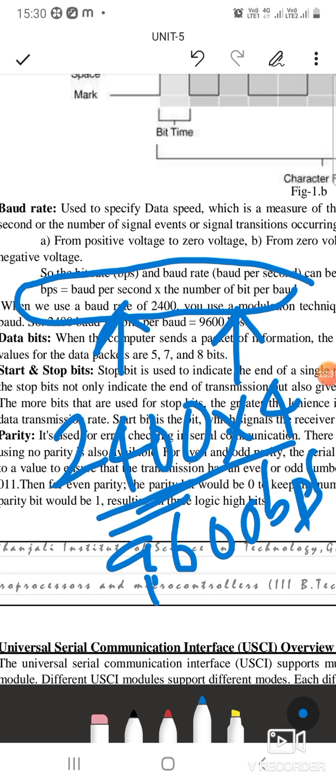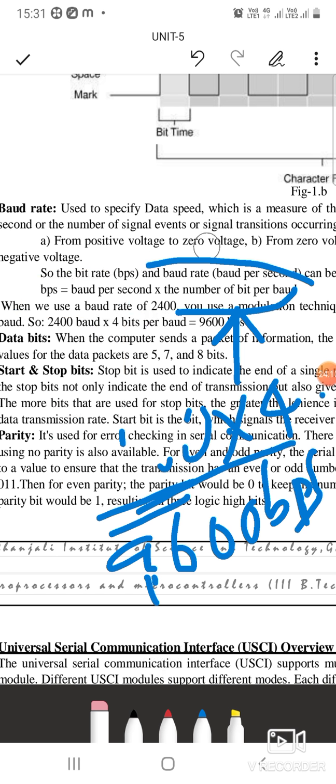So BPS is nothing but bit rate per second. The bit rate has a relation with the baud rate: bit rate per second is equal to baud rate per second times the number of bits per baud. Assuming that the baud rate is 2400 and the number of bits you are transmitting per baud is 4 bits, then the maximum bit rate is 9600 bits per second. So per second you are transmitting 9600 bits. That is one parameter that we need to focus on while working on serial communication data transfers.